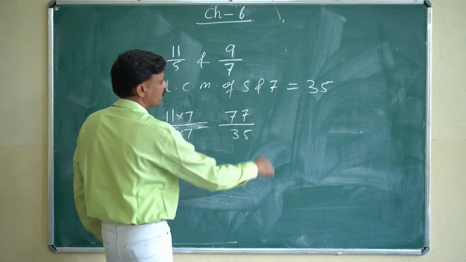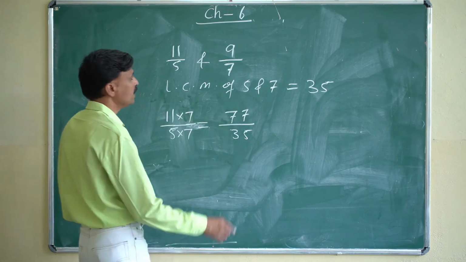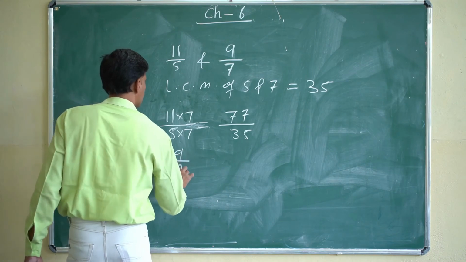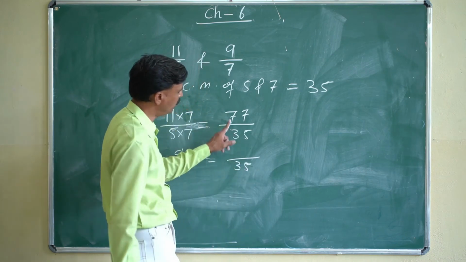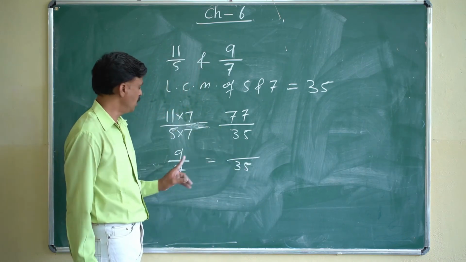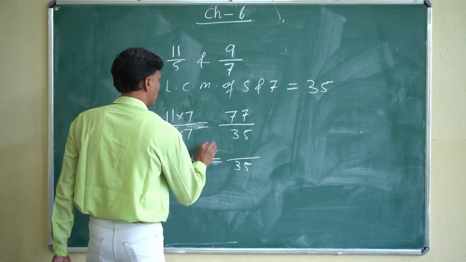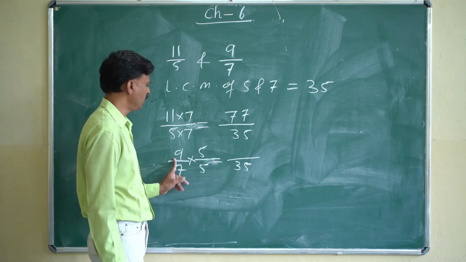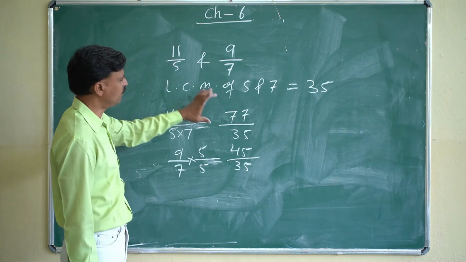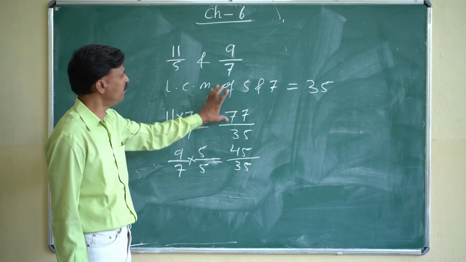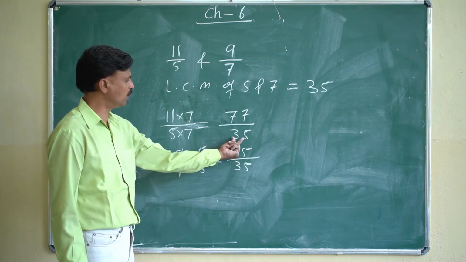So this is 7. So the fraction 11 by 5 is converted into 77 upon 35. Second fraction, that is 9 by 7. This also we want with the same denominator, that is 35. Then only the fraction is converted into like fractions. So we have to multiply by which number? 5. So 5, this also we will multiply. 7 times 5 is 35. 9 times 5 is 45. So 11 by 5 is converted into 77 upon 35, and 9 by 7 is converted into 45 upon 35. So these are converted into like fractions because the denominator is the same.